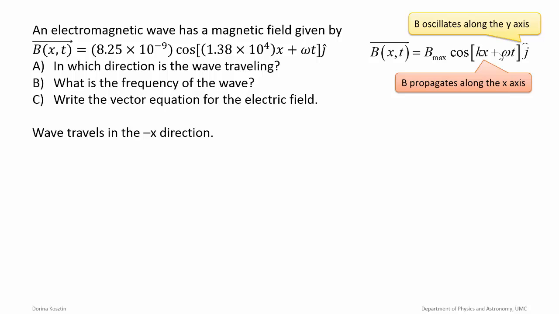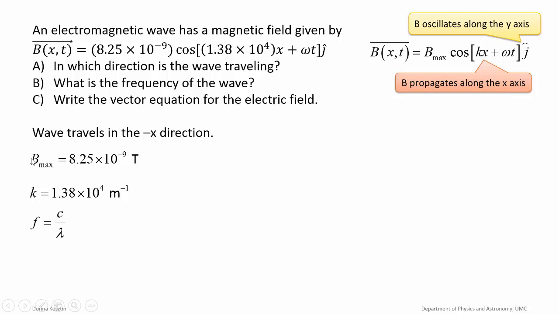Now, what else does the problem give us? Well, from this equation we see that this is the maximum value of the magnetic field, so we know that the amplitude of the magnetic field is 8.25 times 10 to the minus 9 Tesla. We know that the wave number k is 1.38 times 10 to the 4 meters to the minus 1.